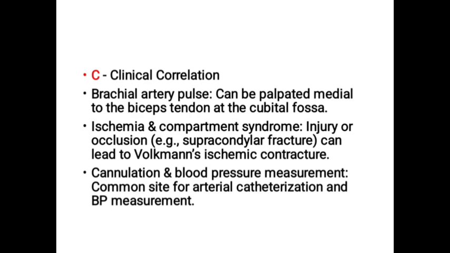The clinical correlation that is important for the brachial artery is that the brachial artery pulse can be palpated medial to the biceps tendon at the cubital fossa. Secondly, we can have ischemia and compartment syndrome when there is injury or occlusion, for example when there is a supracondylar fracture, which can lead to Volkmann ischemic contracture. Finally, cannulation and blood pressure measurement.